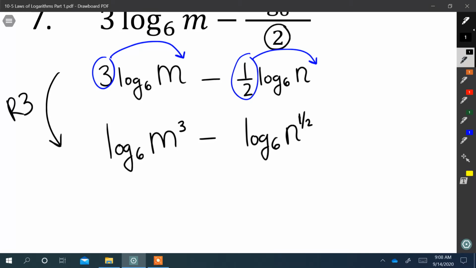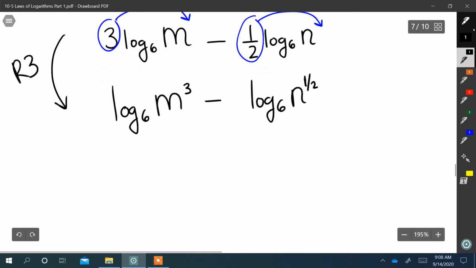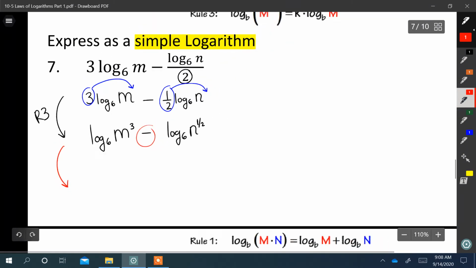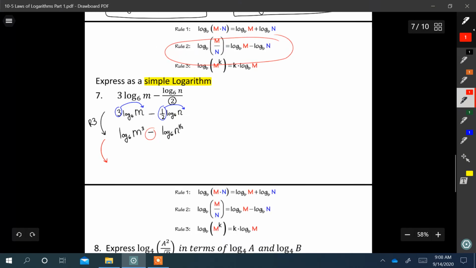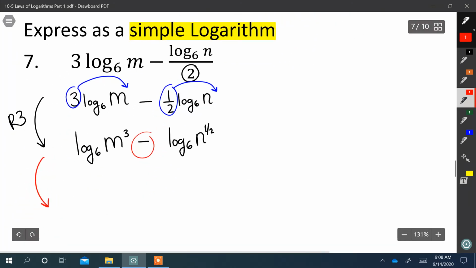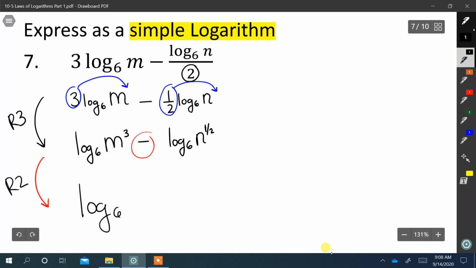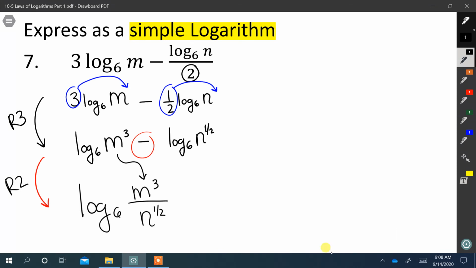All right, we're almost there, guys. All we have to do now is use a rule. Since I see that minus sign right there, that means I'm going to use rule number 2. Okay, so let's take a look again one more time. Rule number 2. Hopefully you wrote those rules down already. So I'm going to write this one first: m to the third over n to the half. And to me, that will be perfect right there.